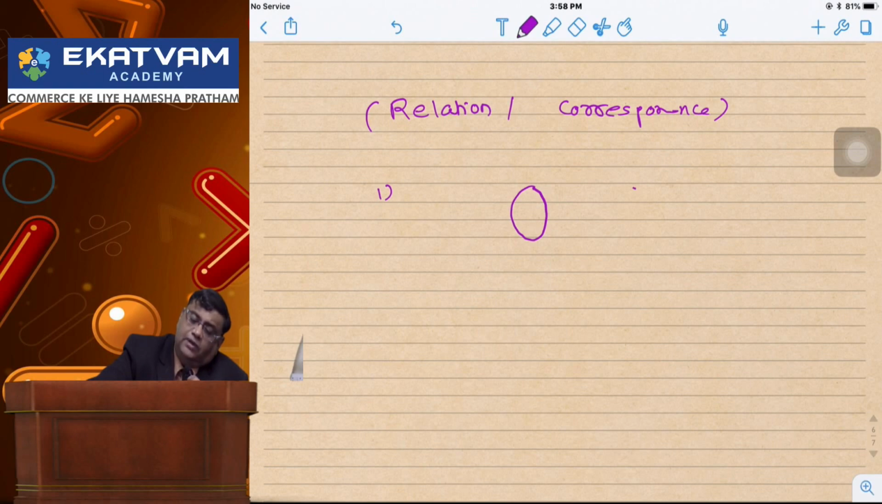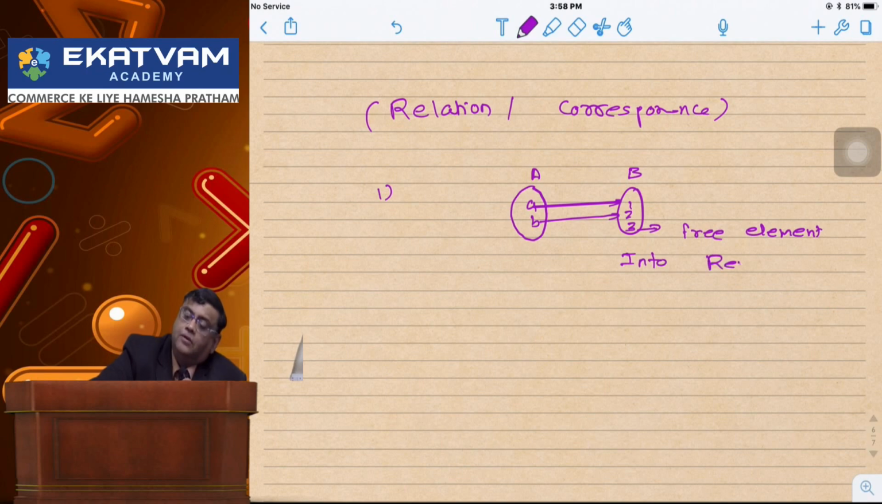If I draw the diagram like this, A is the domain and B is the codomain. Here is A, B, here is 1, 2, 3. A is related to 1 and B is related to 2. So 3, the free element, is there. Now if it is there, then it will be into relation.